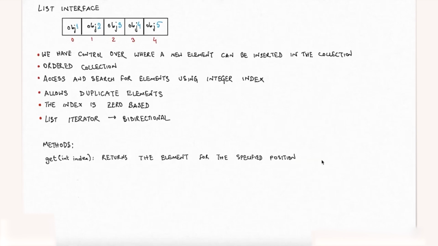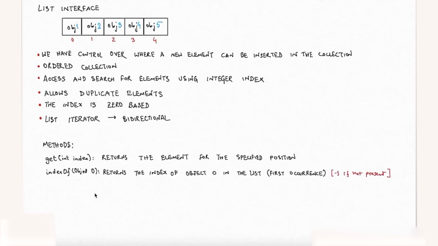The first important one is the get method. When we use the get method, we have a parameter input, and that is the index. If we specify the index here, then this method returns the element at that index. So if we say get 2, then object 3 will be returned. And that's how the get method works.